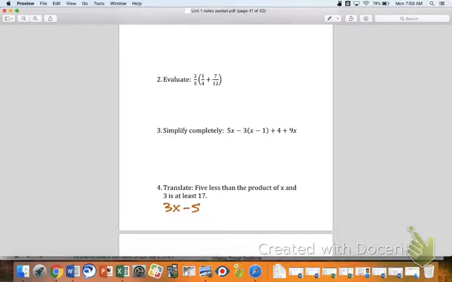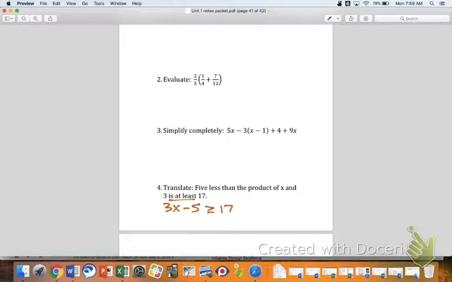And then the words is, at least. So the word is really key, isn't it? Is at least means it's an inequality, right? Means greater than or equal to. So greater than or equal to 17. Remember, if I'm telling you the least it could be, couldn't it be bigger than that? If I'm telling you the most it could be, couldn't it be less? It could be smaller. Okay, so there's number 4.